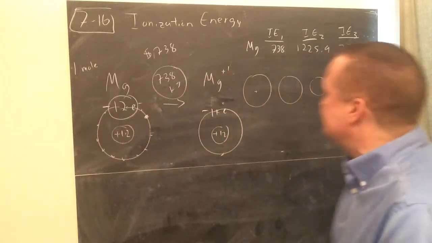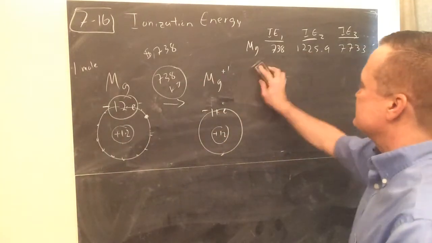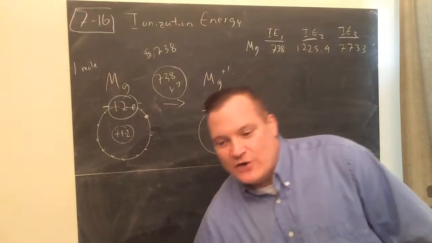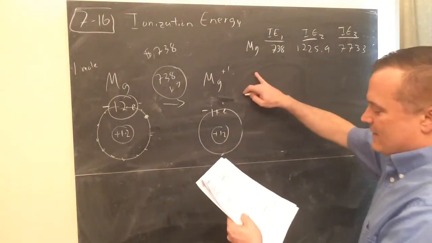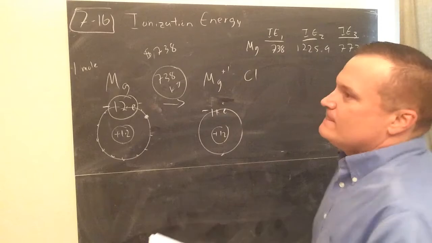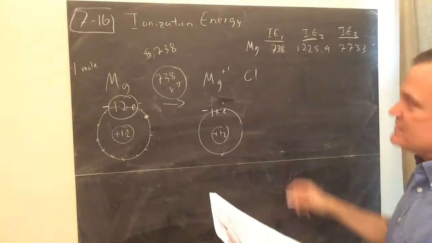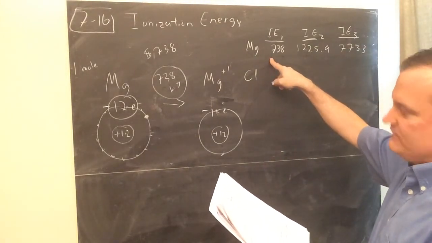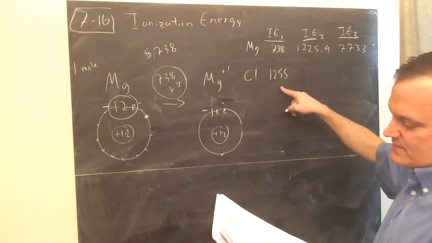I didn't tell you the trend yet, but I'm just talking about what it is, first of all. So first pattern you should know: for every element, that's true. Now, for every element, like for chlorine, it says electron number 1 will come away with 1255 kilojoules per mole.